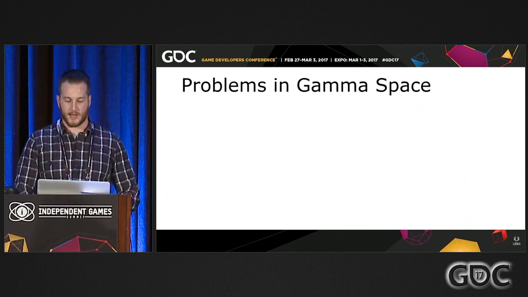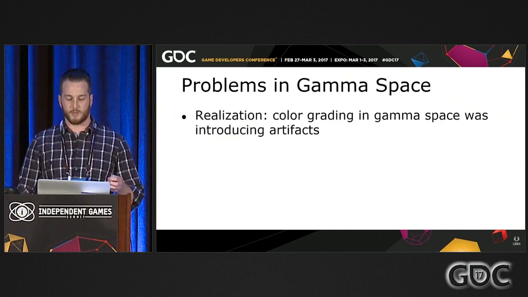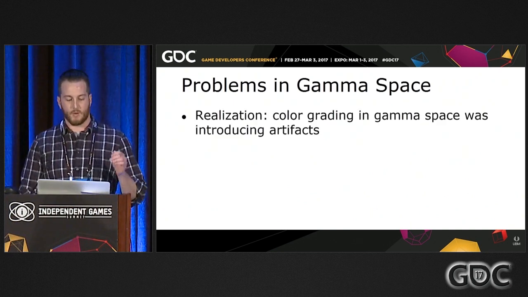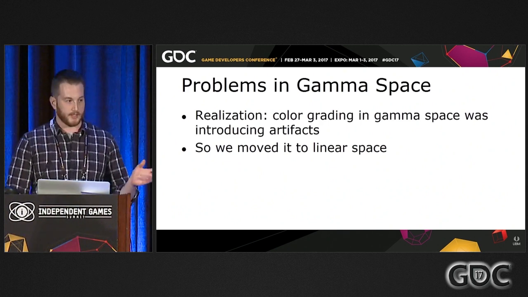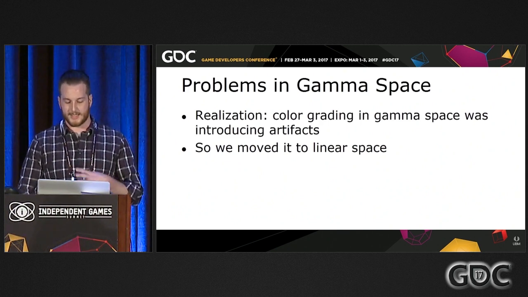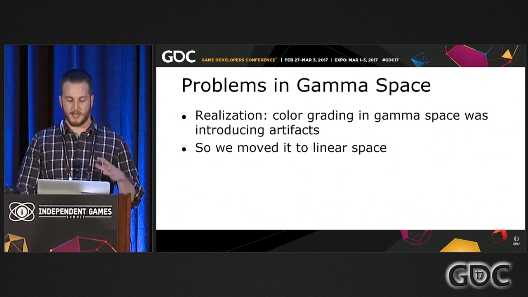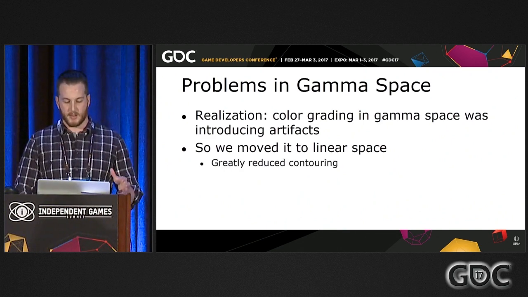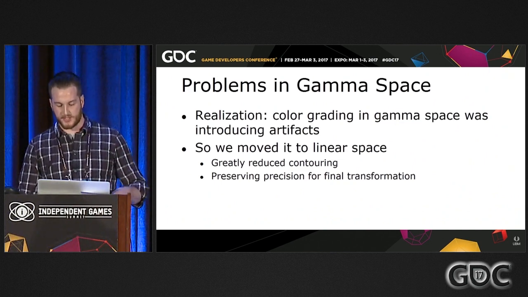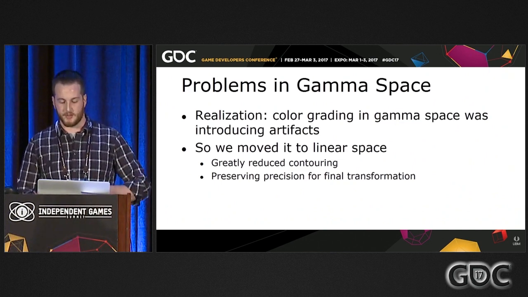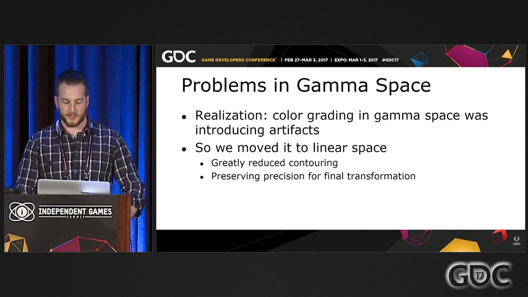So one of the problems that we had in gamma space was we realized that our color grading was introducing artifacts. And that was the contouring that I showed you before. So we decided that we needed to move our color grading into linear space. And what this did is it preserved the precision of your data in your render target to the final transformation.